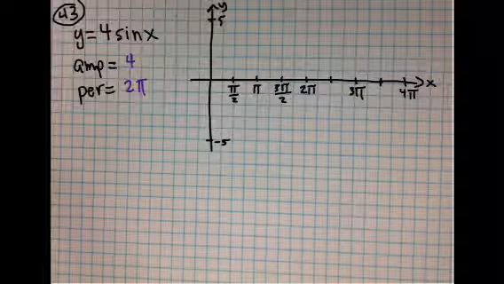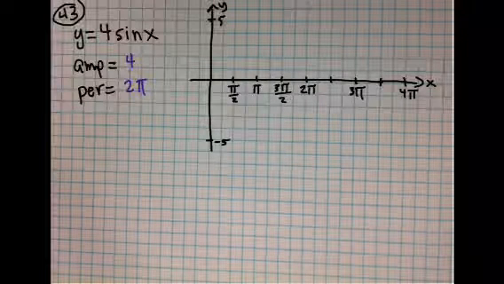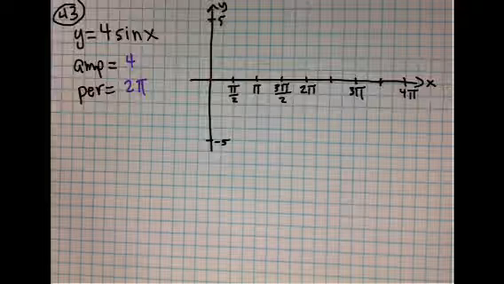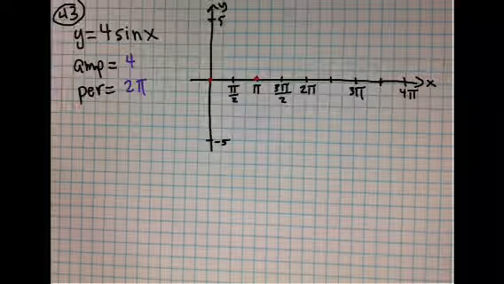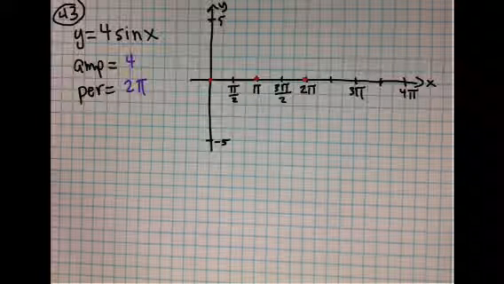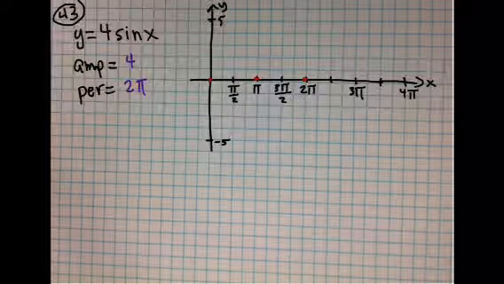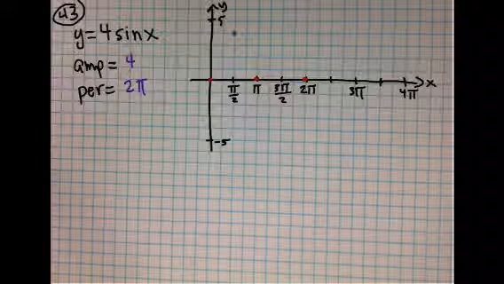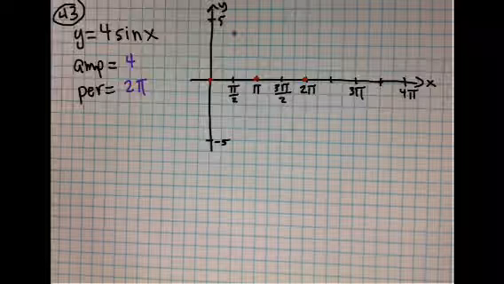Okay, so I'll use red. For sine, the zeros are beginning, middle, and end. Okay? Maximum is 1/4 of the way. So that would be at pi over 2. Up 4, and then minimum is 3/4 of the way. That's -4. Oops, wrong spot, right here.